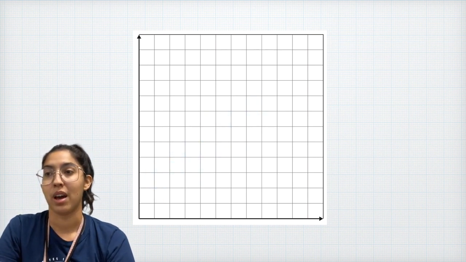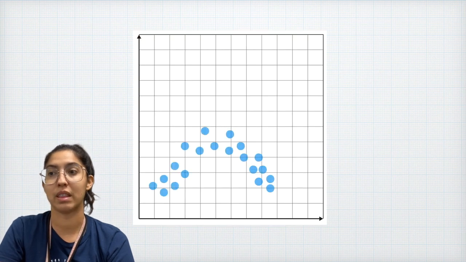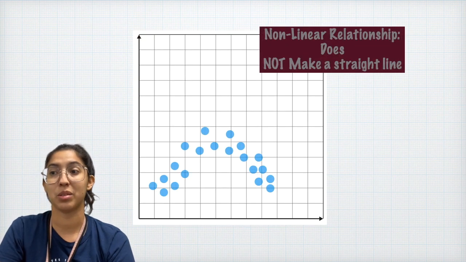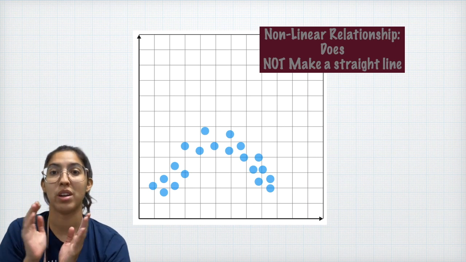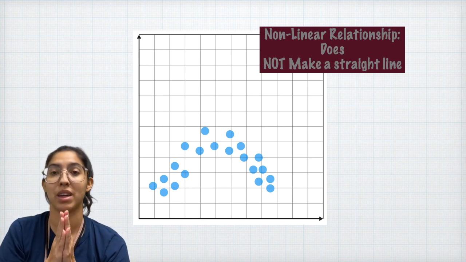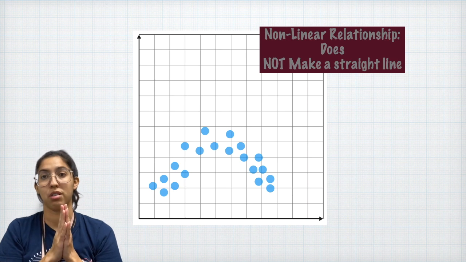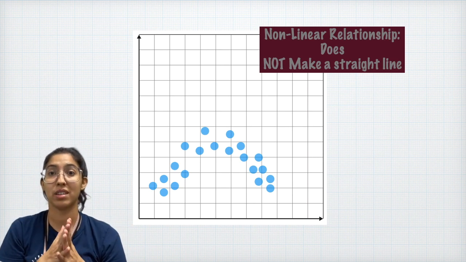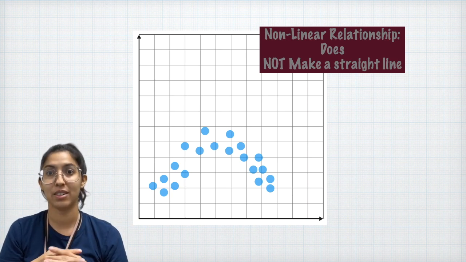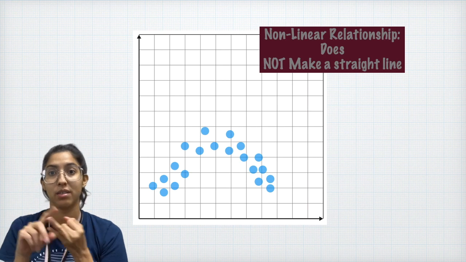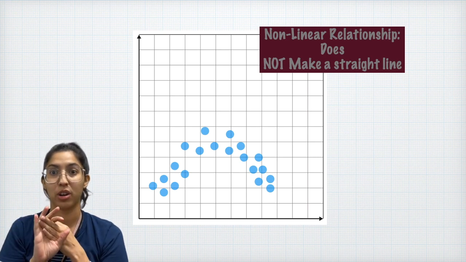So what if we have something different? What if we have data that looks like this? So this would actually be non-linear. So a non-linear relationship does not make a straight line. So your 6 characteristics that you are using to describe lines are linear, non-linear, positive, negative, and strong and weak.